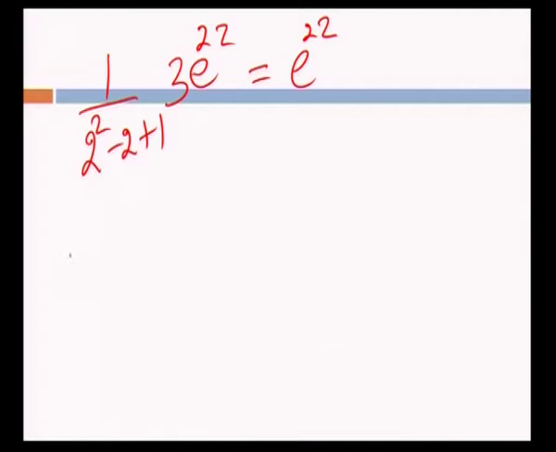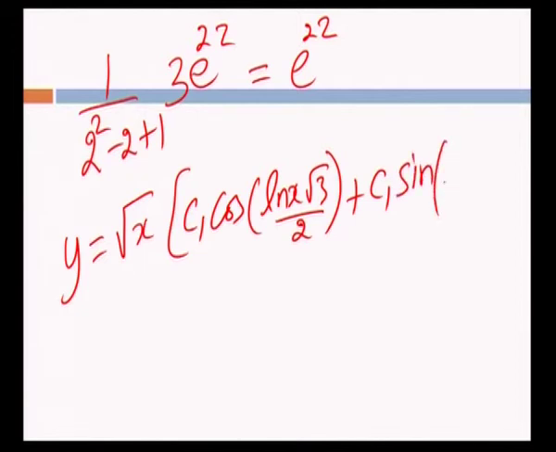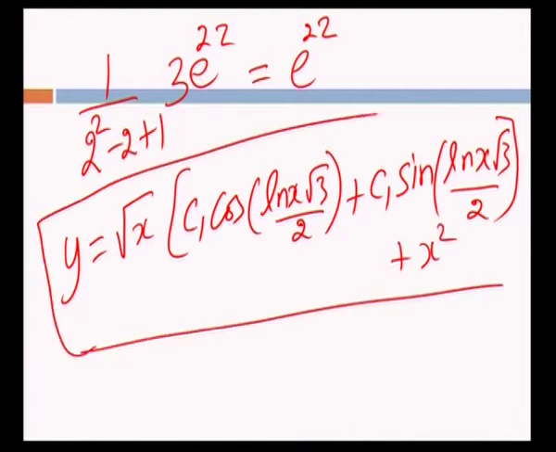Hence the desired solution will be y is equal to root x into c1 cos of (ln x times root 3 by 2) plus c2 into sin of (ln x times root 3 by 2) plus x squared, which is the complete solution of the given differential equation.